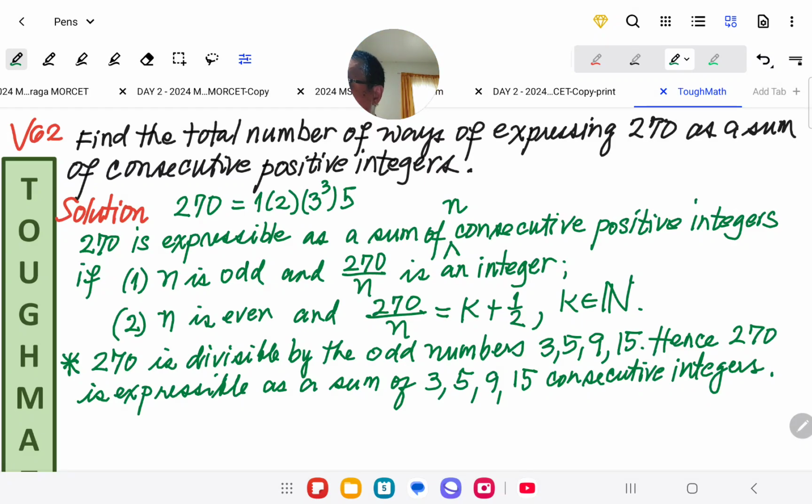Actually, 270 is also divisible by 45. It's also divisible by 27. However, we will not include these cases because for these cases, the sum would include negative integers. And since our requirement is that the consecutive integers must all be positive, we do not include these cases.